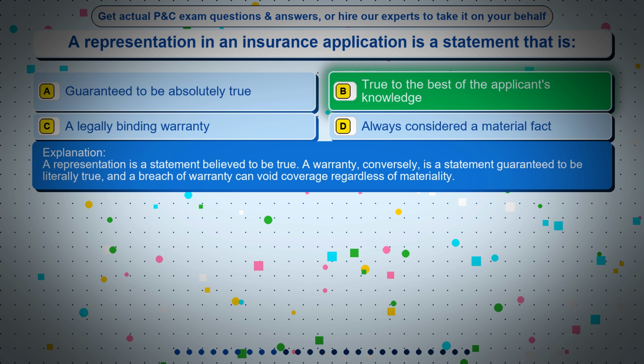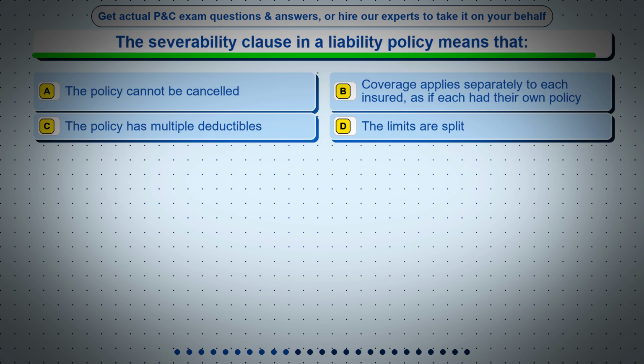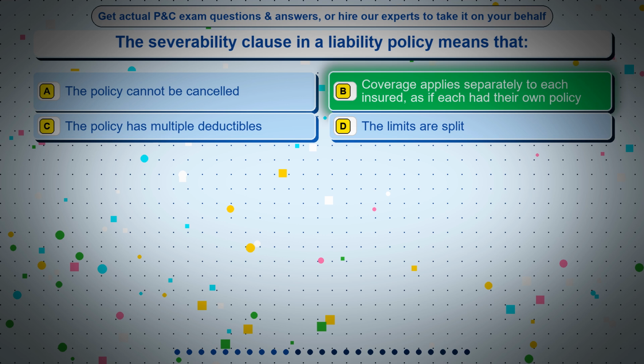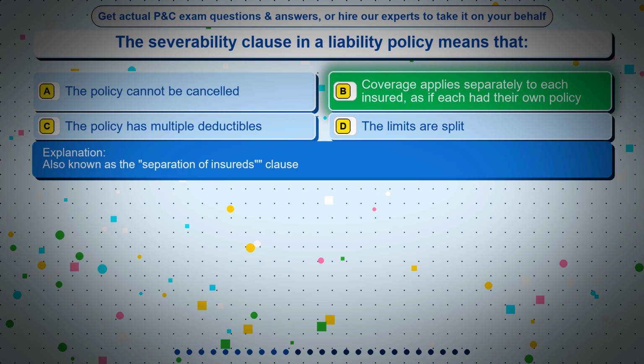Question 10. The severability clause in a liability policy means that: Option A, the policy cannot be cancelled. Option B, coverage applies separately to each insured, as if each had their own policy. Option C, the policy has multiple deductibles. Option D, the limits are split. The correct answer is option B, coverage applies separately to each insured, as if each had their own policy. Also known as the separation of insureds clause.